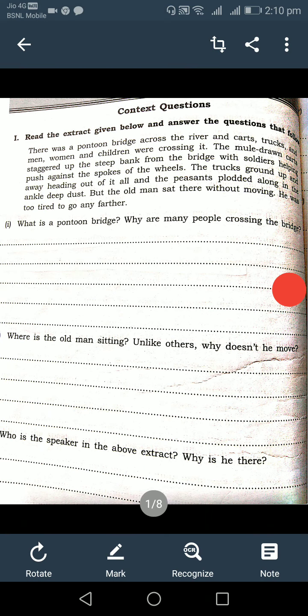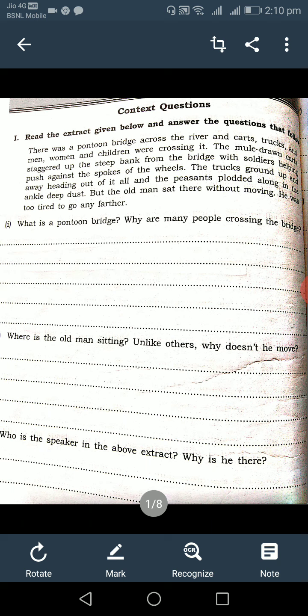Next question. Where is the old man sitting? Unlike others, why doesn't he move? The old man was sitting on the side of the road on a bridge. And why doesn't he move? Now, he was too tired to go any farther because he had already walked 12 kilometers since he left his hometown. And his hometown was San Carlos.